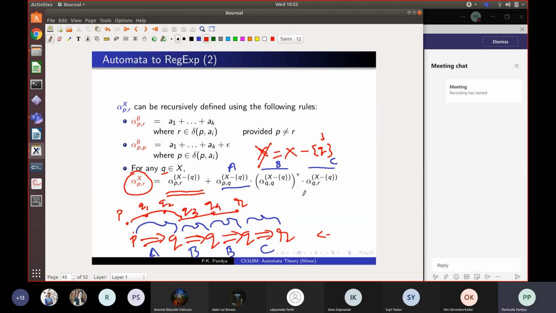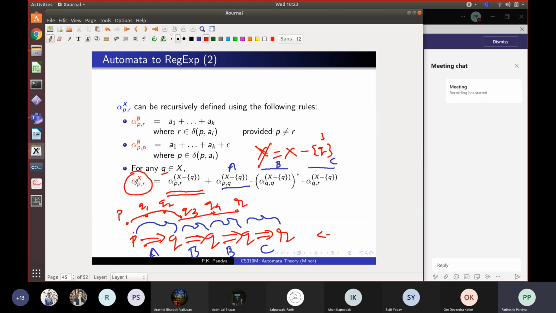So this complicated looking expression, which is actually a simple expression, defines alpha PR X. Is this clear or not so clear? We'll be working out an example, but you must remember this recursion.